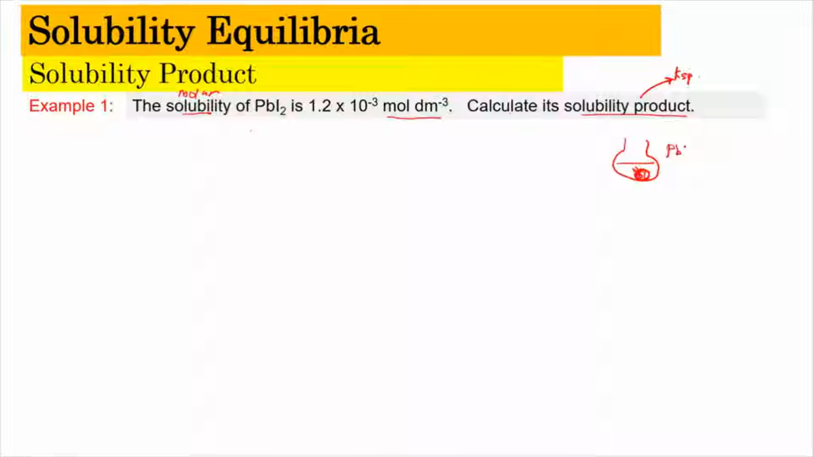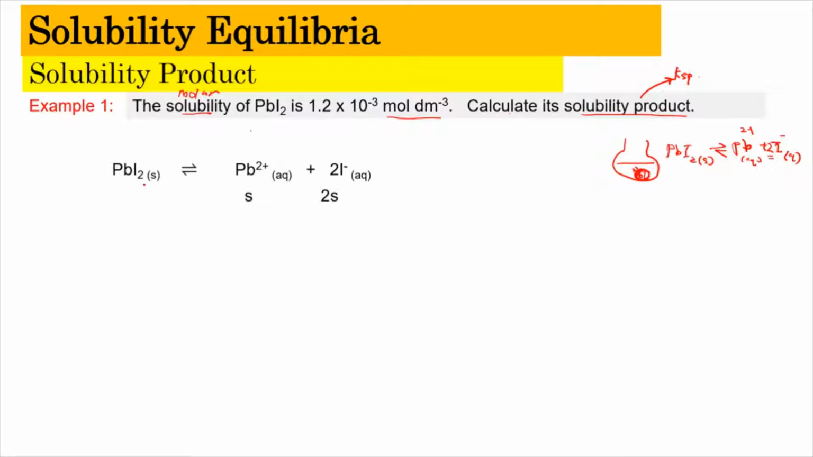So the PbI2 will be forming the Pb2+ aqueous ion, as well as the I- aqueous ion. And since we have two I's here, we're going to balance the equation by writing 2 at the front of the I-, so that the equation is balanced. So first things first, we need to write a balanced equation which is in the state of equilibrium.